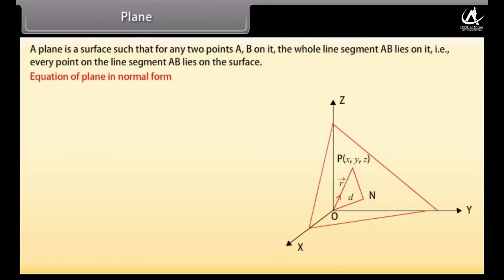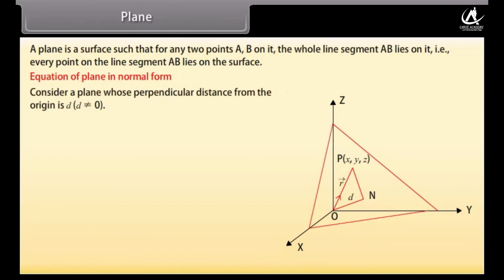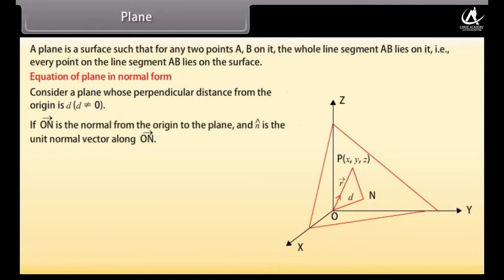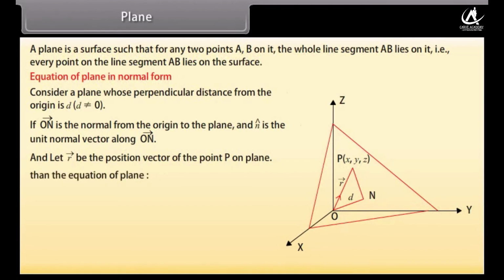Equation of plane in normal form. Consider a plane whose perpendicular distance from the origin is d, not equal to 0. If vector ON is the normal from the origin to the plane, and n-cap is the unit normal vector along vector ON, and let vector r be the position vector of the point P on the plane, then the equation of the plane is vector r dot unit vector n equals d.